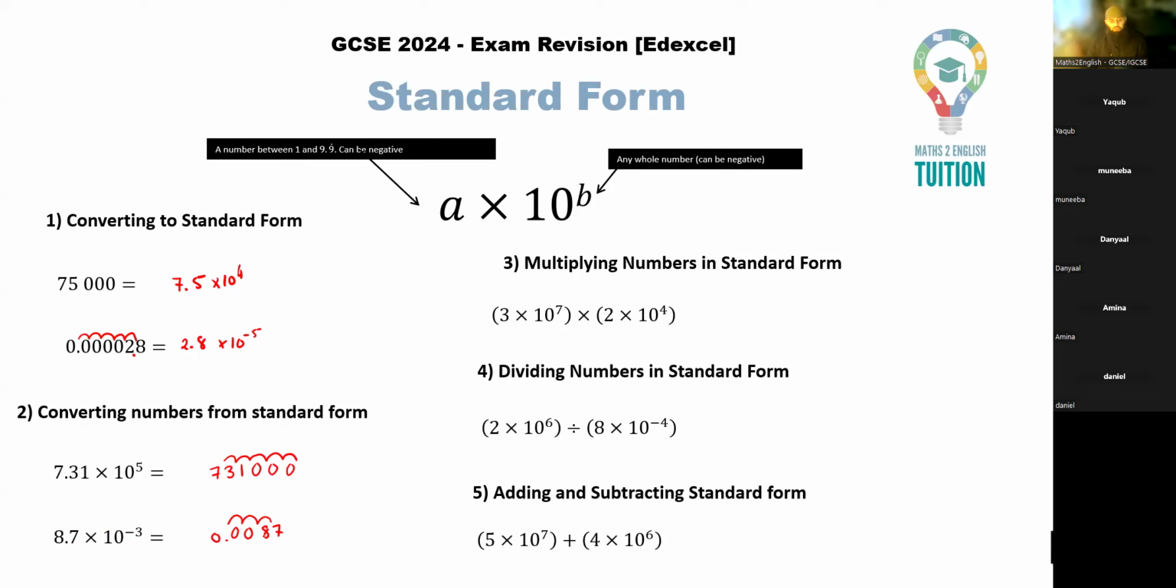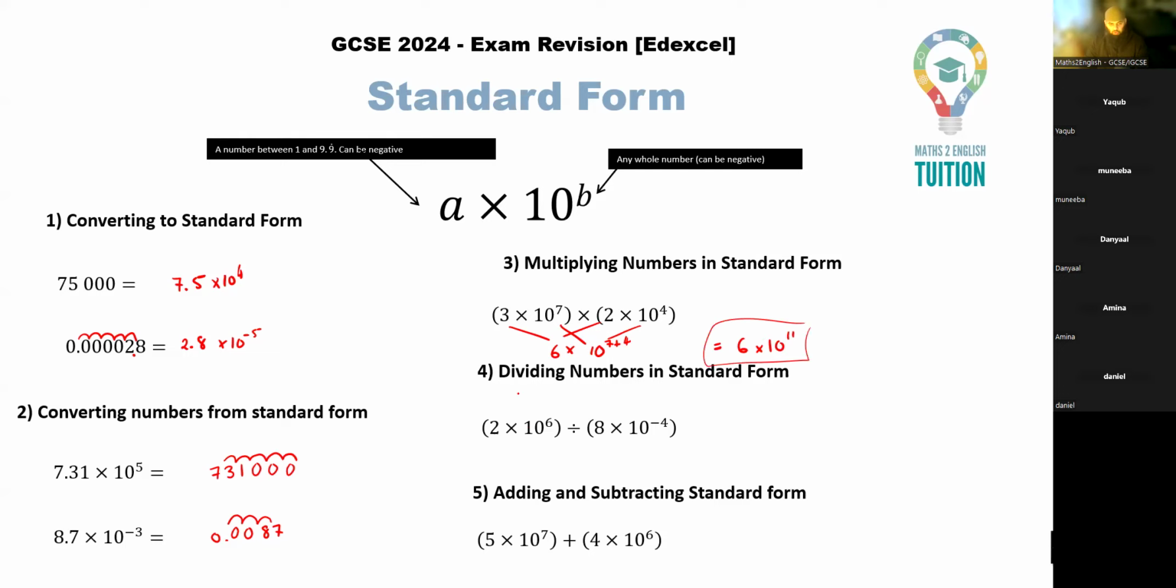Okay, next question, multiplying standard form. When we multiply standard form, we're going to multiply the two numbers over here, and that's going to give us 6, and we're going to add the indices separately. So these two indices are 10 to the power of 7 plus 4. When we do that, we're going to get 6 times 10 to the power of 11. Okay, that's what we have. So that's the answer for the standard form.